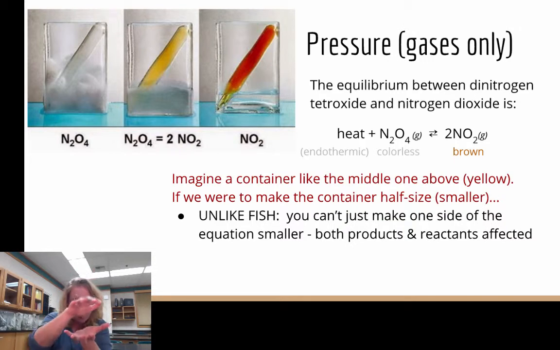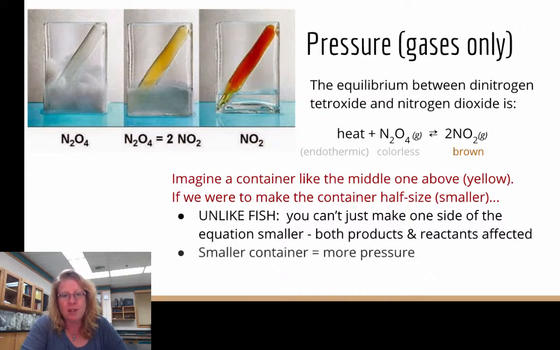So I'm crushing this whole container down. They're all mixed up together, and this kind of changes how we have to interpret this. There's a rule for it, so let me give it to you in a second. But when we take that container and make it smaller, that means we have more pressure inside that container. A bigger container has reduced pressure. A smaller container has increased pressure.